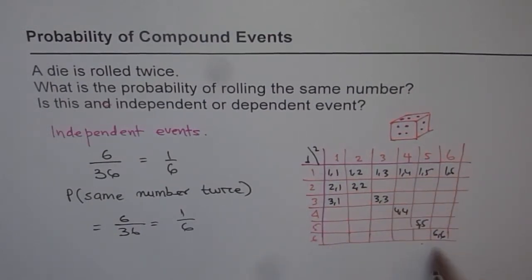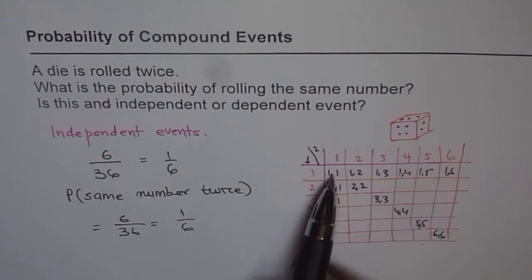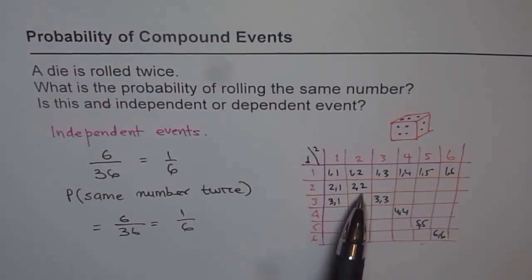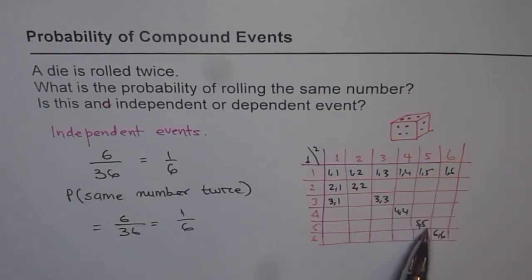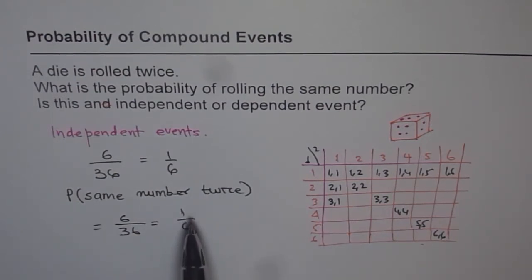Similarly, all this. And what you're going to notice is the numbers here in the diagonal matrix 1, 1, 2, 2, 3, 3, 4, 4, 5, 5, and 6, 6 will indicate the numbers where we have the same roll, right? Both the time. So those are the favorable things for us, and the total outcomes are 36, and therefore the answer is 6 over 36, which is equal to 1 over 6. Okay, so that is the answer.